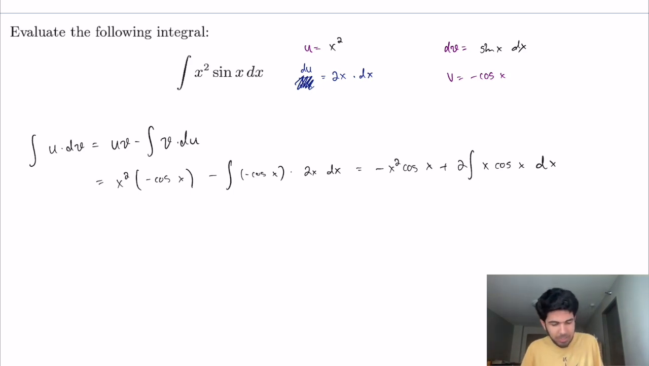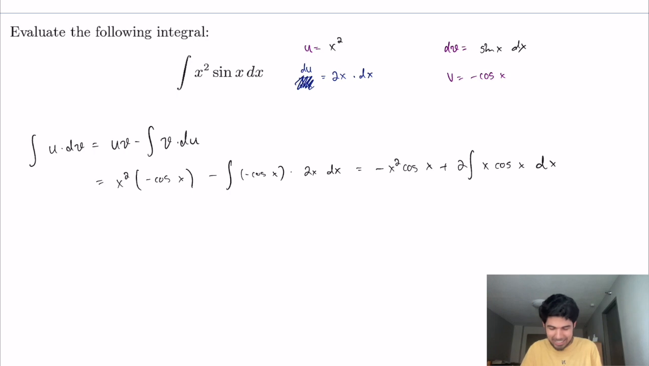So now what? We have to find the integral of this. Well, what's the integral of x cosine of x? Can we use u substitution? No. We can't cancel anything. Does that mean we have to use integration by parts again? Yeah. Sometimes when you're doing integration by parts, you actually have to do it twice or multiple times. And sure, that can be annoying, but that's just part of the fun of it all.